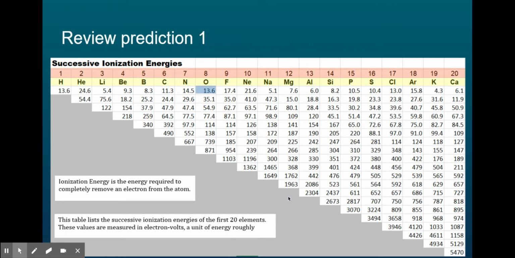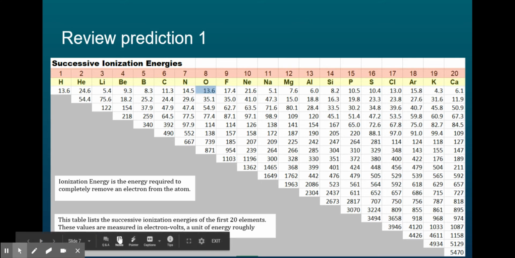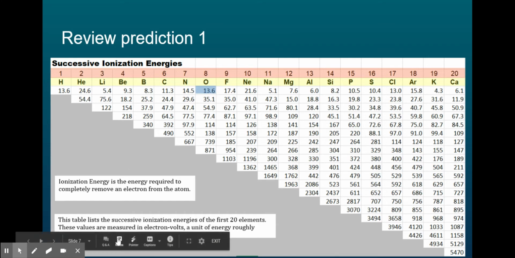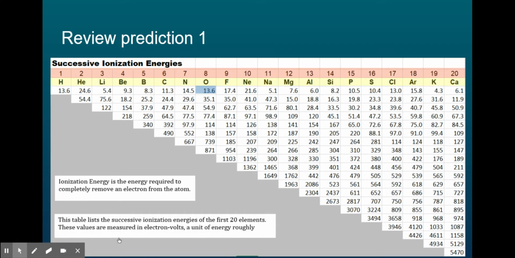All right, so let's review your first prediction. If you reasoned that as we go from left to right here, the atomic numbers are increasing, and increasing atomic number means higher charge in the nucleus, that should mean, all other things being equal, a stronger attraction to the electron. Then you would expect the ionization energy to go up as we go left to right.